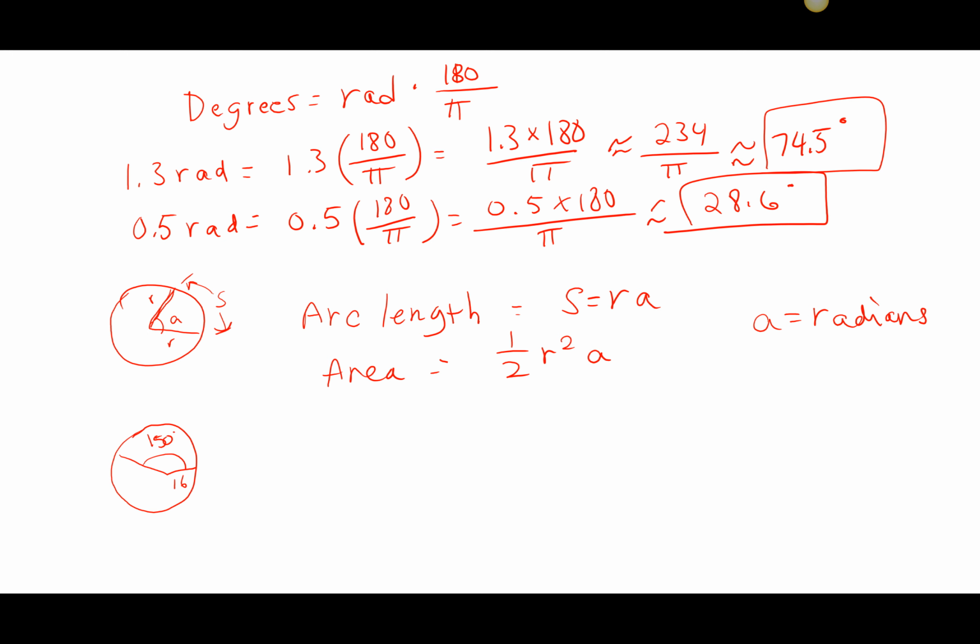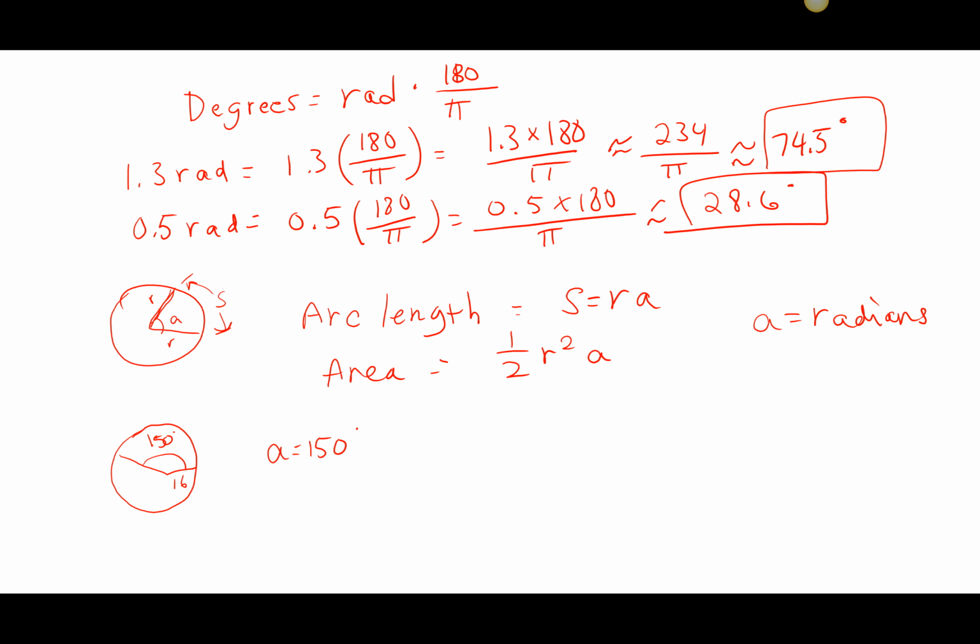So first you calculate the angle. Well, let's write down everything first. A sheet metal worker wants to know the arc length and area of a sector with a central angle of 150 degrees. So A equals 150 degrees, and the radius is 16 inches, so R equals 16 inches. Now let's see what we got. It's wanting to know the arc length and area. So we want to know arc length first and then area.